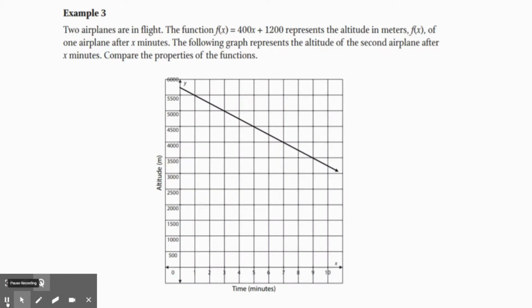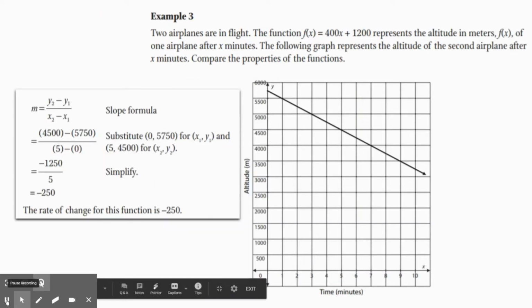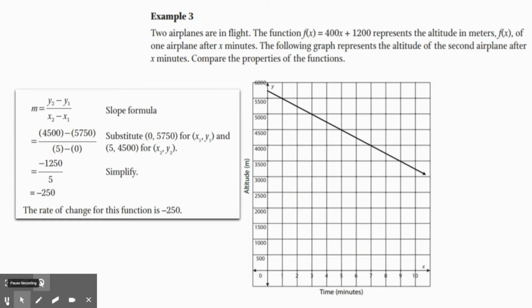Example 3 says 2 airplanes are in flight. The function f of x equals 400x plus 1200 represents the altitude after x minutes. But then we have g of x down here represented by the graph. Compare the properties of each function. Again, we're going to choose a couple points. We're going to use the slope formula. We get the rate of change is negative 250 for the graph. And the rate of change, obviously, for f of x is already here at 400. So how does 400 compare to negative 250?